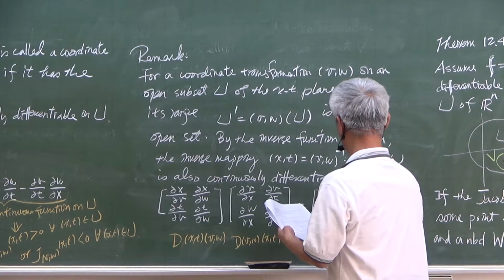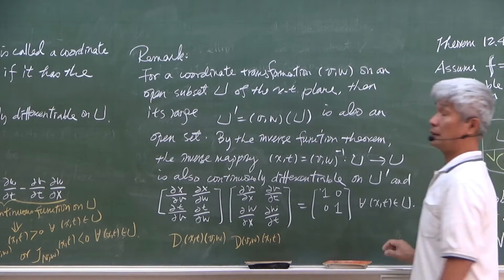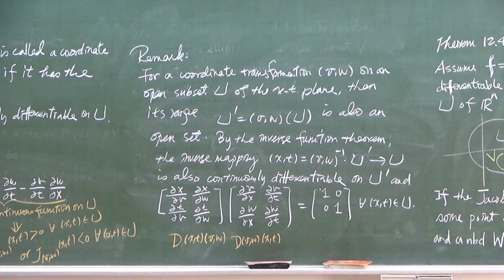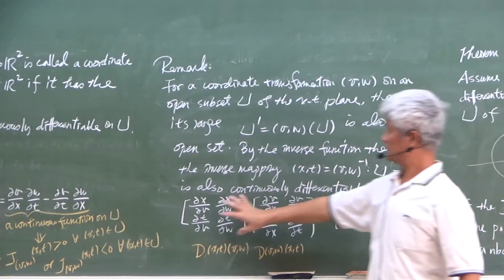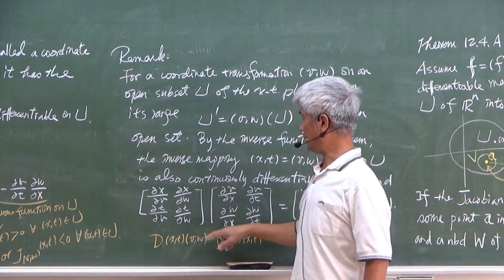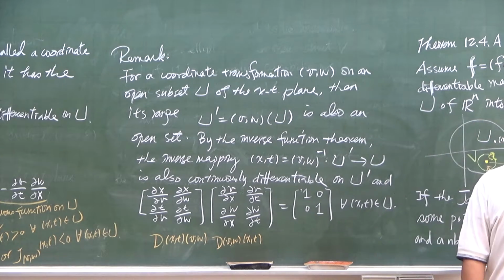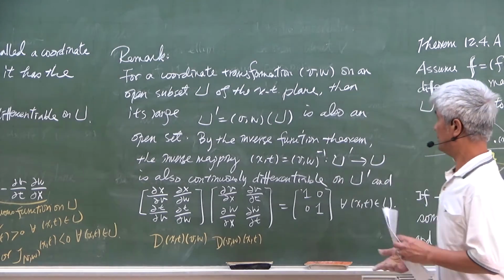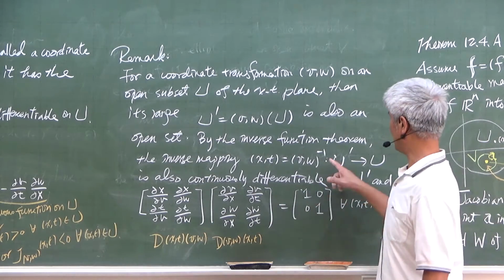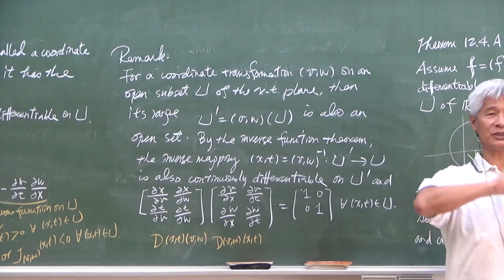It comes to an identity by the chain rule. If you take the differential, by the chain rule, the Jacobian matrix of the inverse mapping times the Jacobian matrix of the mapping (v, w) becomes the identity matrix. So it's quite easy to find the Jacobian matrix of the inverse mapping, because the Jacobian matrix of the inverse is just the inverse of the Jacobian matrix of the original mapping.